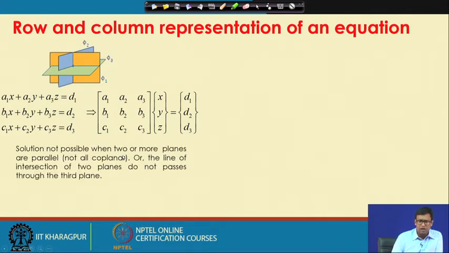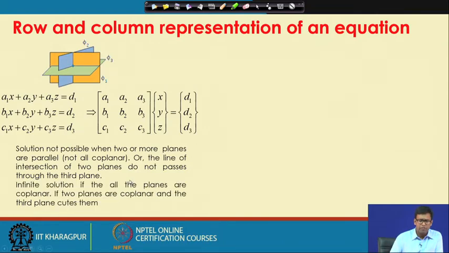If the two or more planes are parallel but not coplanar, so that these planes are never intersecting, we will have no solution. There can be a third case: they are not parallel, but the line of intersection of one plane or two planes is skewed to the third plane, and then there will not be any solution. And if all the planes are coplanar, any point on that plane will be a solution, there will be infinite solutions.